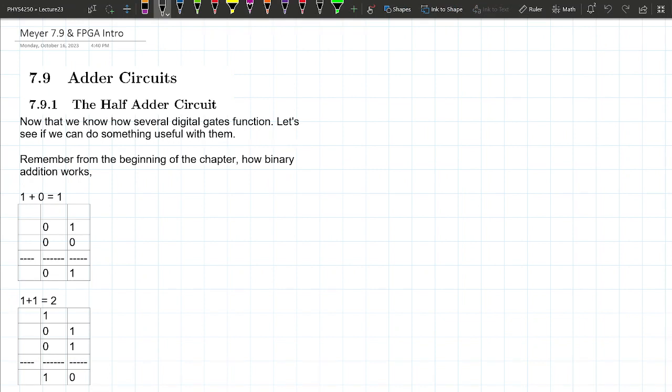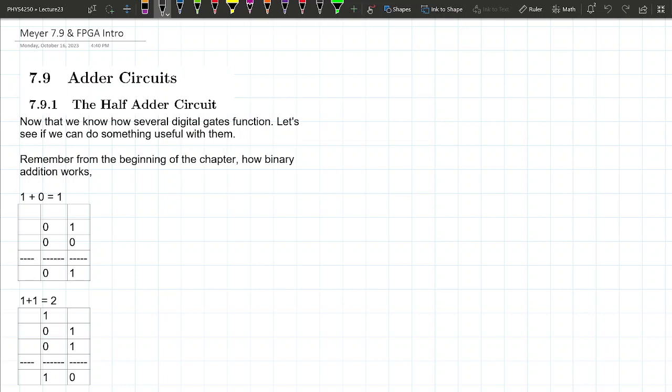Okay, so today we are going to jump to section 7.9 in the book. Hopefully you skimmed through that section a little bit just to get a preview. You might be asking, it wasn't even yesterday, last week, we covered up to section 7.3 on digital gates, and now I'm jumping to section 7.9.